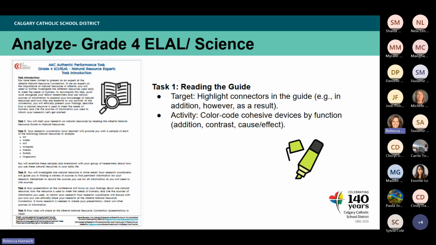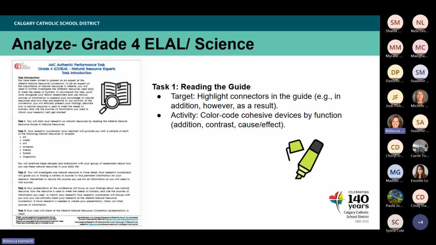You have been invited to present as an expert at the Alberta Natural Resource Convention. To be an expert on the importance of natural resources in Alberta, you will need to further investigate the different resources used daily to meet the needs of humans. To accomplish this task, you'll work alongside your fellow researchers and use various sources of information to expand your knowledge of natural resources and how they are essential to our survival. At the convention, you will ethically present your findings, describe how a natural resource is used to meet the needs of humans, and cite the sources of information you use to inform your research.